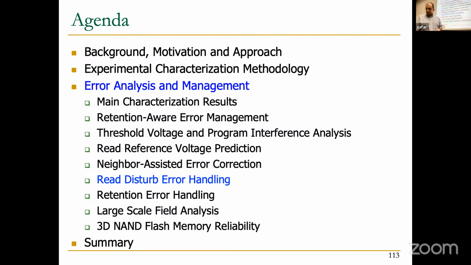So I think we can have a 10 minute break until 3:10. And then we can continue with redistribution error handling. I think we will cover up to 3D NAND flash memory. This topic we will cover next week together with SSD related material. So yeah, please come back at 3:10.